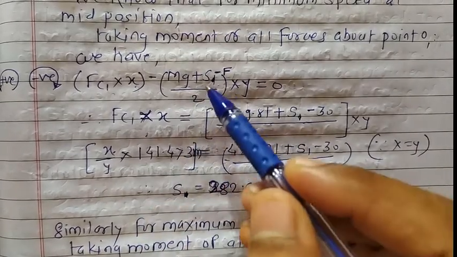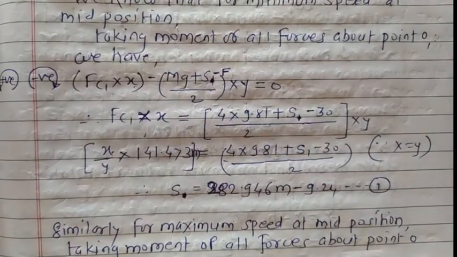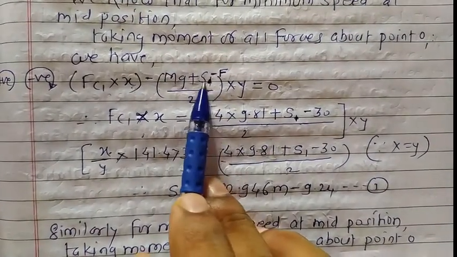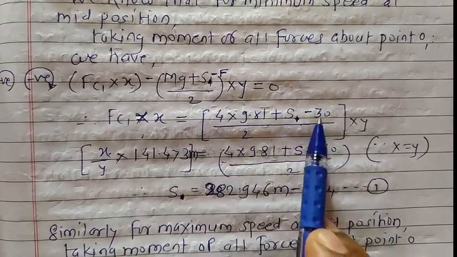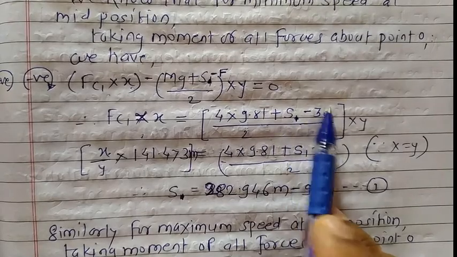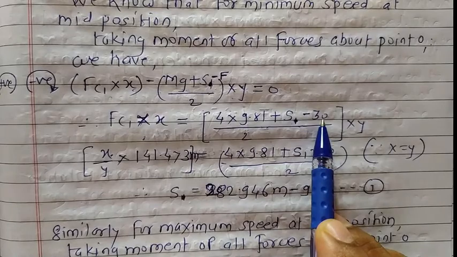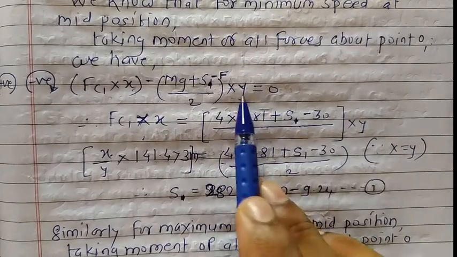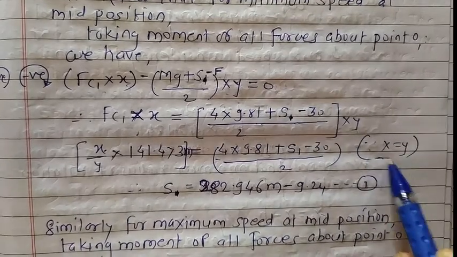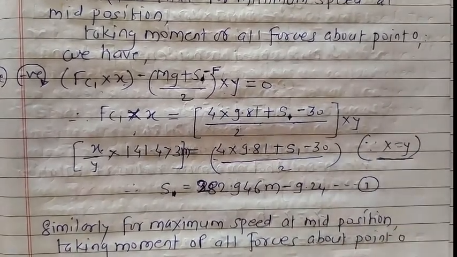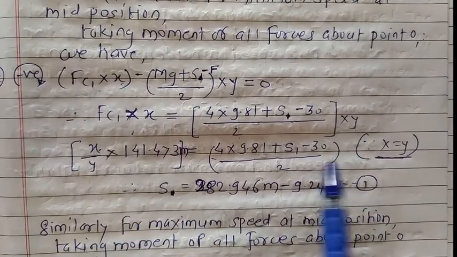Instead of writing here s1, we are just developing this equation corresponding to the mid position. That's why just consider only this s as the spring force. So minus f, the friction value f is given as 30, just write it here, divided by 2, this x and y. In this case also the length for both arms is given equal, so x divided by y, the value will come to 1.